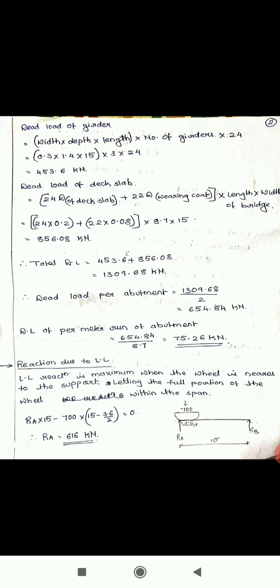Now the total dead load is equal to dead load of the girder plus dead load of the deck slab, which is equal to 1309.68 kilonewtons. Therefore, dead load per abutment will be divided by 2, as we have two abutments on two sides of the bridge. Half the load will be taken by one abutment and half the load by the other abutment. That's the reason we divide this total load by 2, which is equal to 654.84 kilonewton.